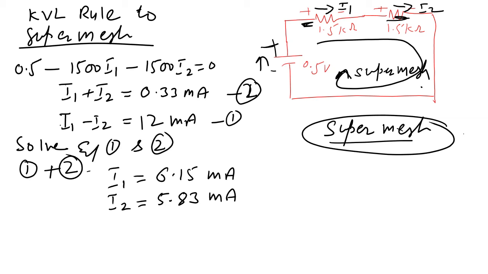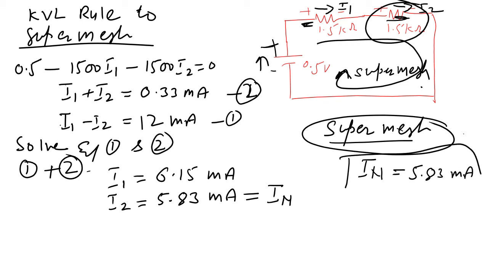So what is I2? The current passing from here is I2, and this I2 is equal to IN. Here I am noting the value of IN. This IN, the Norton current, is 5.83 milliampere. So this we have to use.